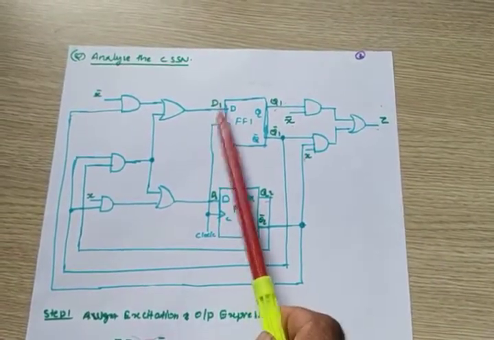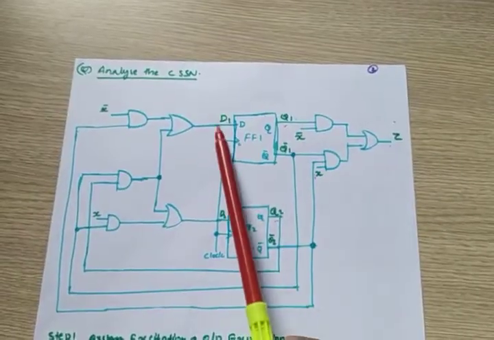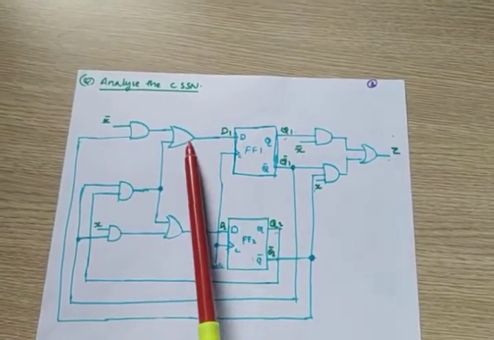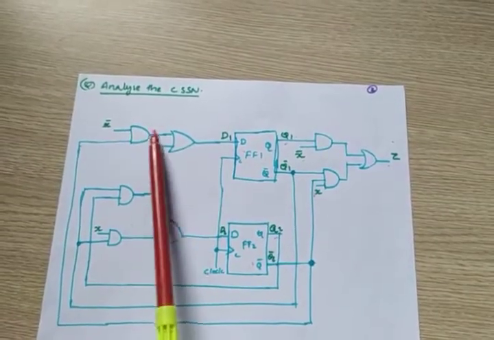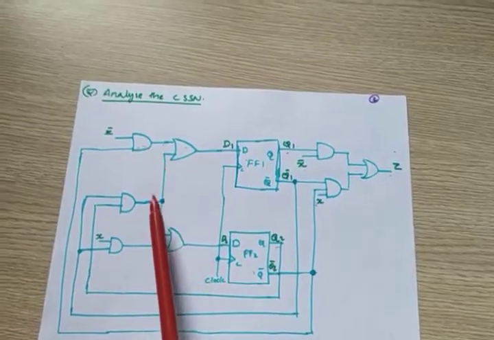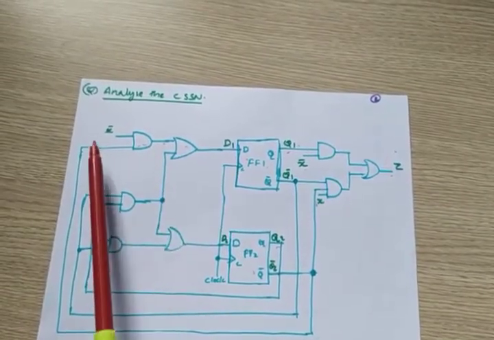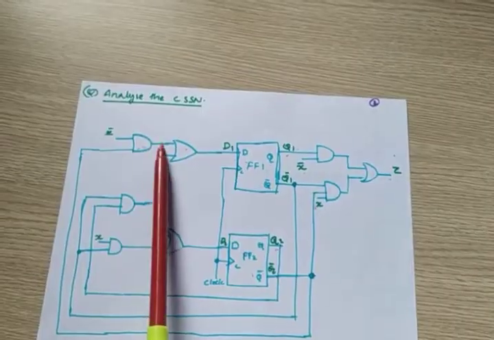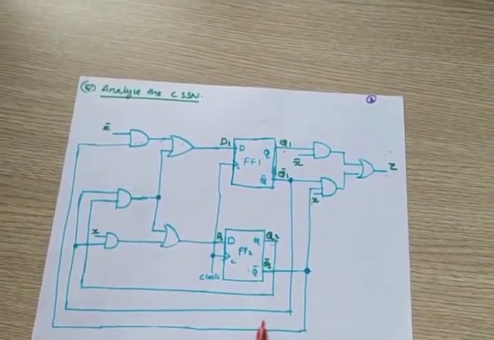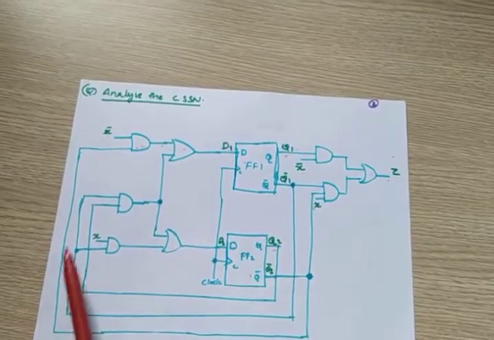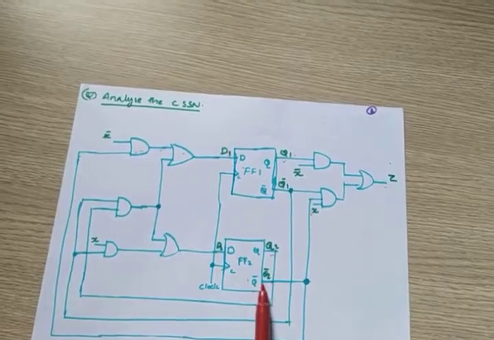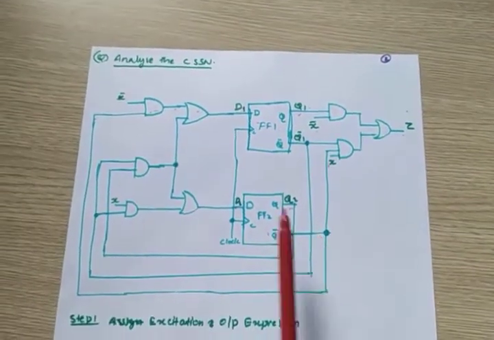What is D1 here? Look at D1, it is an OR gate. So how can we write D1? Two inputs: one input from this AND gate, another input from this AND gate. So you can write X bar, and another input comes from this input, so Q2 bar. See, this is the first input.